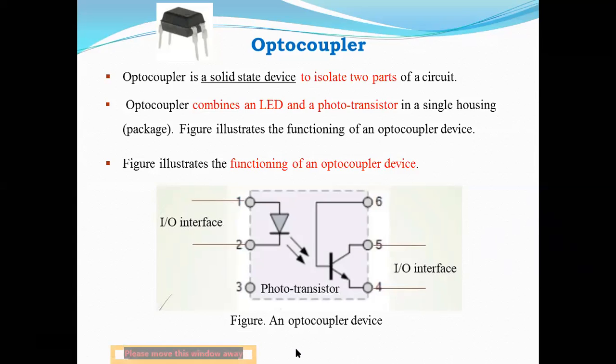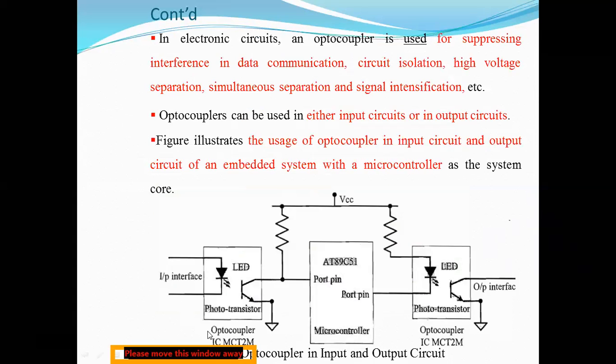So in that case, these optocouplers are used in embedded systems, right? We will try to see an example where it is used in an embedded system. Just see the diagram below. What you can see here is a microcontroller. This microcontroller is basically acting as the core of the embedded system. Assume that the microcontroller is basically an IC.